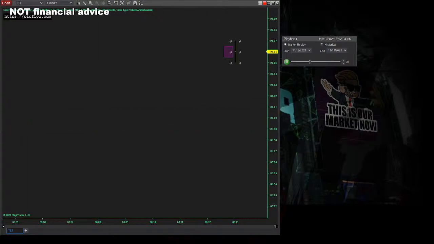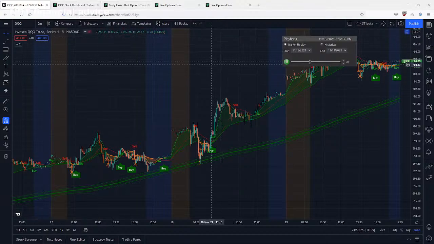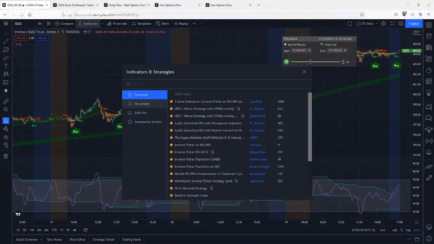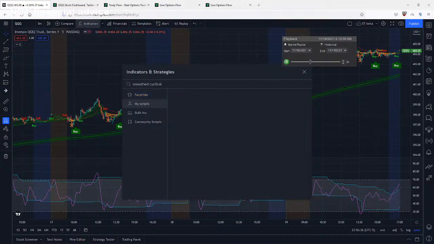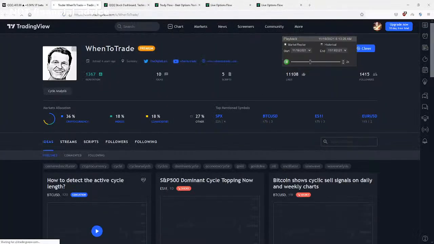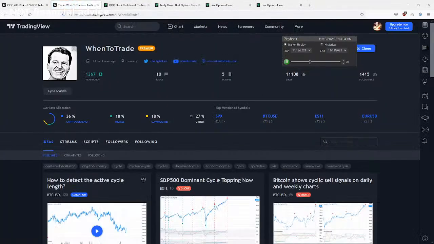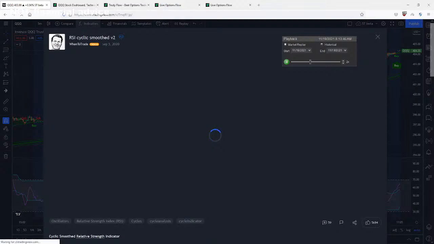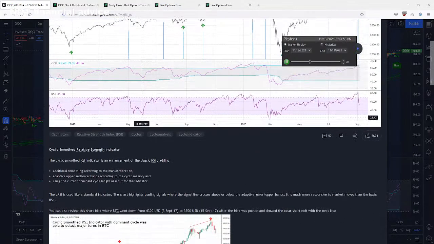Aside from that, again, I'm going to open up the TradingView. It's this one down here below, and you can find the indicator. It's RSI. Here we are. Check them out, WhenToTrade. Great script. You can read about it here.